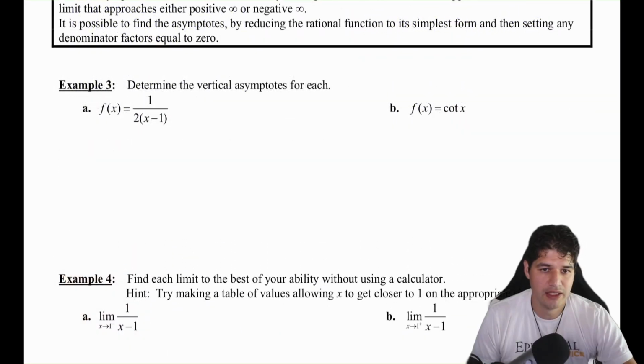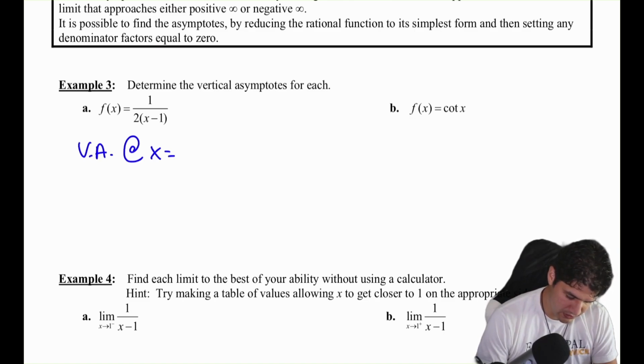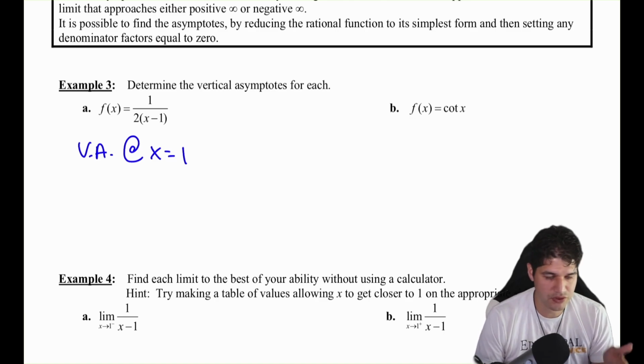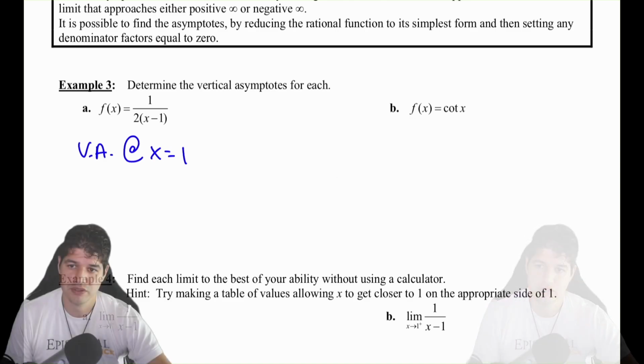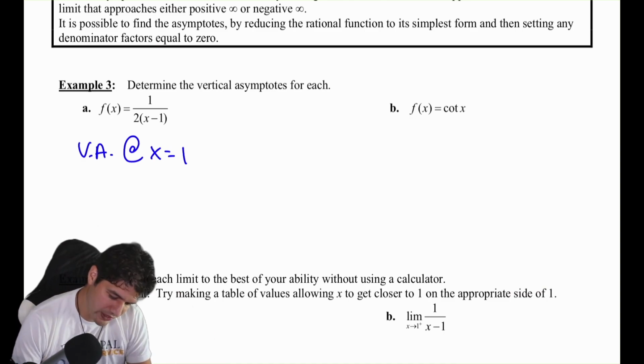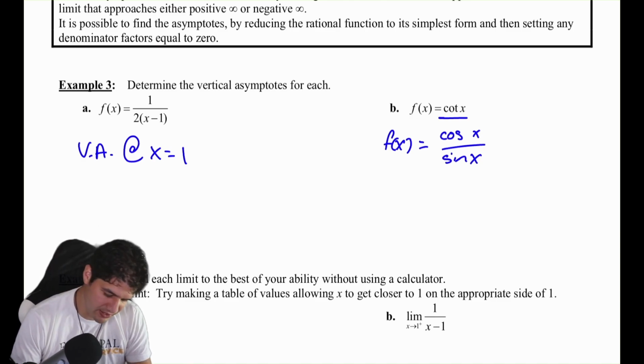Right here, example 3, part A, nothing divides out. So we know pretty immediately we have a vertical asymptote at x equal to positive 1. We can see that from our function: when is our denominator going to be equal to 0? The denominator is 0 when x equals 1. Now let's look at some trig functions. We can rewrite cotangent of x as cosine of x over sine of x. Nothing divides out, but we want to analyze, when is sine of x equal to 0?